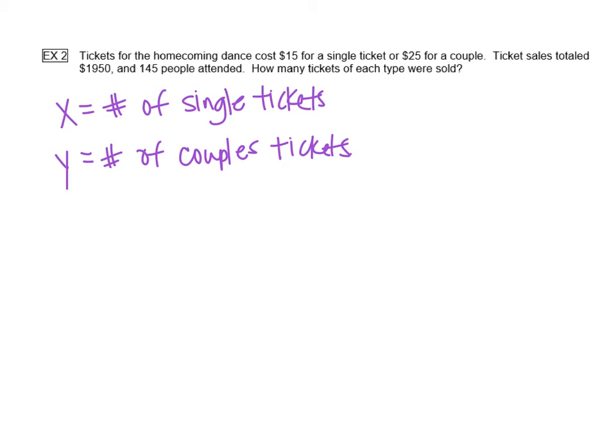All right, so our two equations, if you get kind of stuck on what the equations are going to be, look for your total numbers. I can see that the sales totaled $1,950, so all of my dollar values are going to probably go in that equation, $15 and $25. It's going to total $1,950. I also have a total number of people attending. So I'm going to start with the number of people attending. We have 145 total people.